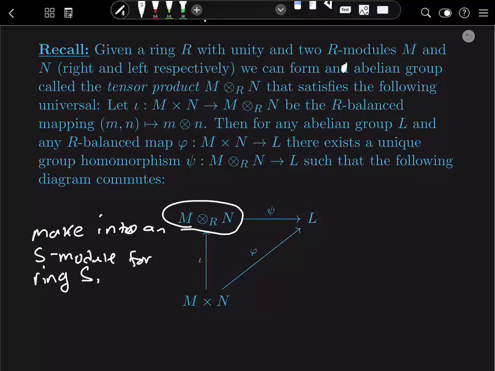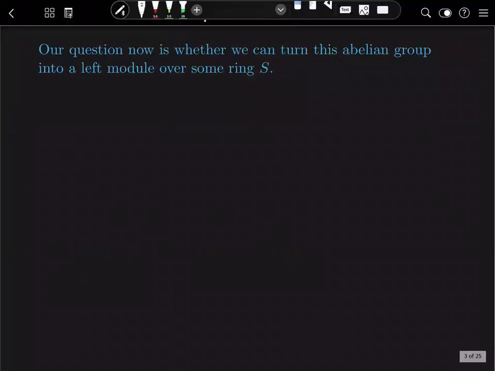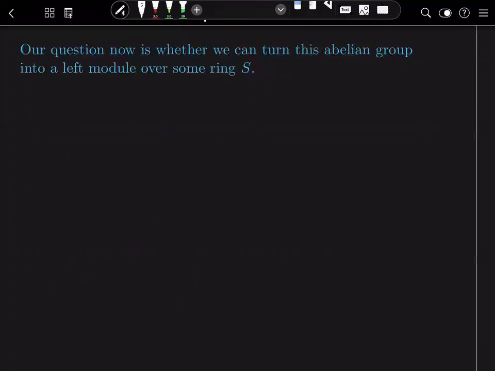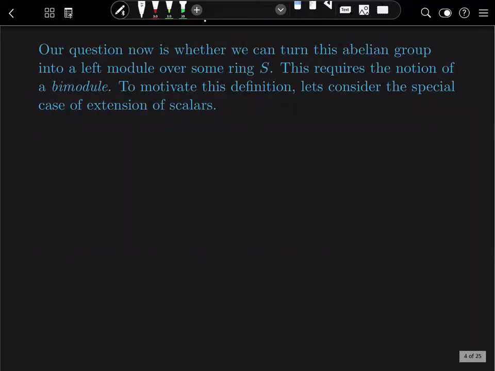Now, to do this, we're going to require the notion of a bimodule, which I'm going to motivate right now. So as we said, our question is whether we can turn this abelian group into a left module over some ring S. This requires the notion of a bimodule. And to motivate the definition, let's consider the special case of extension of scalars, which I also made a video on.